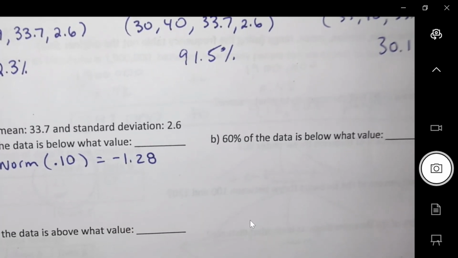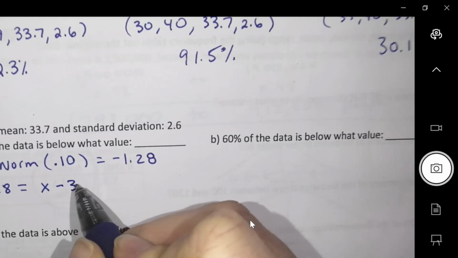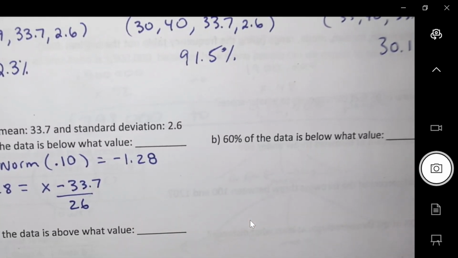Okay. That's just a Z score though, right? But I want my score. How do I go from a Z score to my score? The formula. Okay, so you already should have your Z score on your calculator, right? So times it by 2.6. Good. Add 33.7.